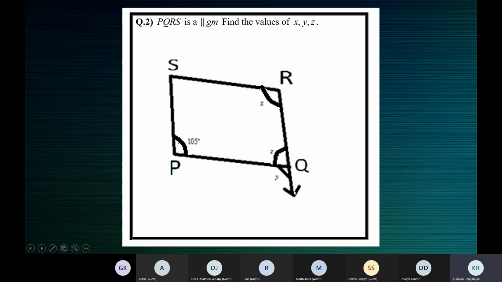RQ produced. Parallel line, transversal, parallel line. Alternate angles are equal. Y is equal to 105. And Z, as you people said, linear pair, Y plus Z is equal to 180. So Z is equal to 75 degrees.